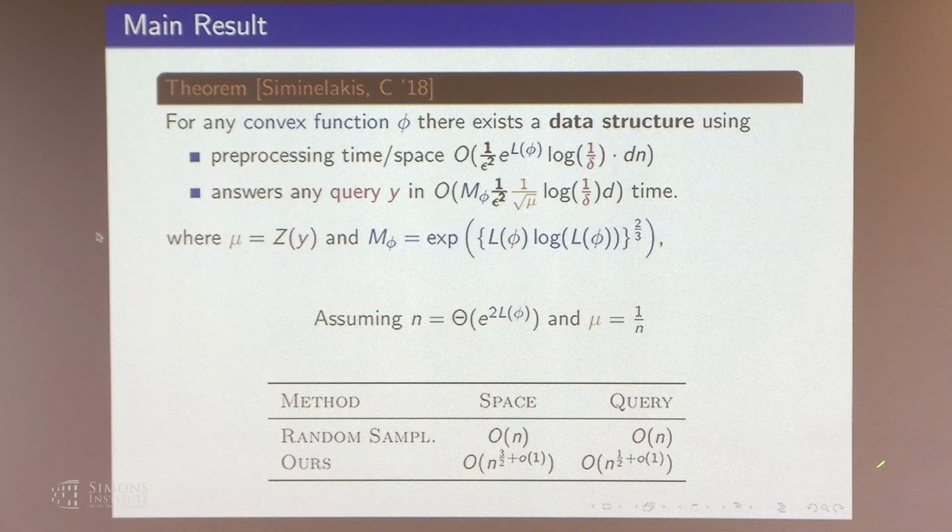You could say, what improvement do you get over random sampling? Roughly speaking, if you use this translation that n is e to the 2 of L of phi and mu is 1 over n, for random sampling you need space order of n, query time order of n. In our LSH-based estimator, you need space n to the 3 halves because you have a bunch of hash tables, but the query time becomes square root n. So you get a square root n improvement in the query time, roughly speaking.